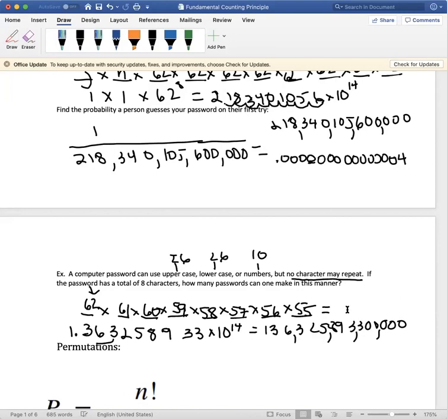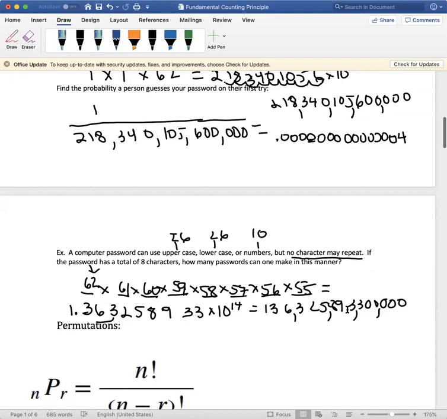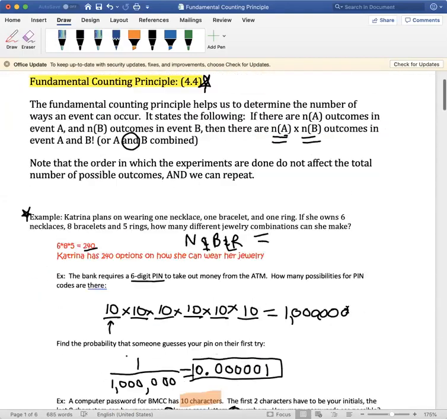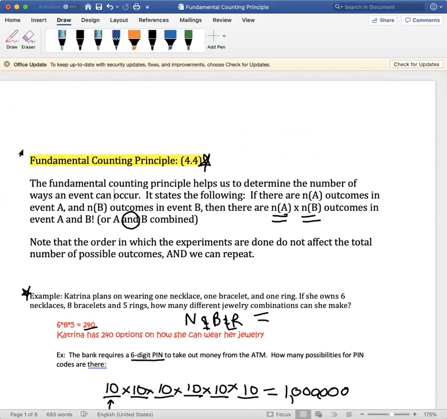So we covered the fundamental counting principle with this lecture, and I'm going to come back and finish talking about permutations and combinations, which is a little bit of an extension of the fundamental counting principle.